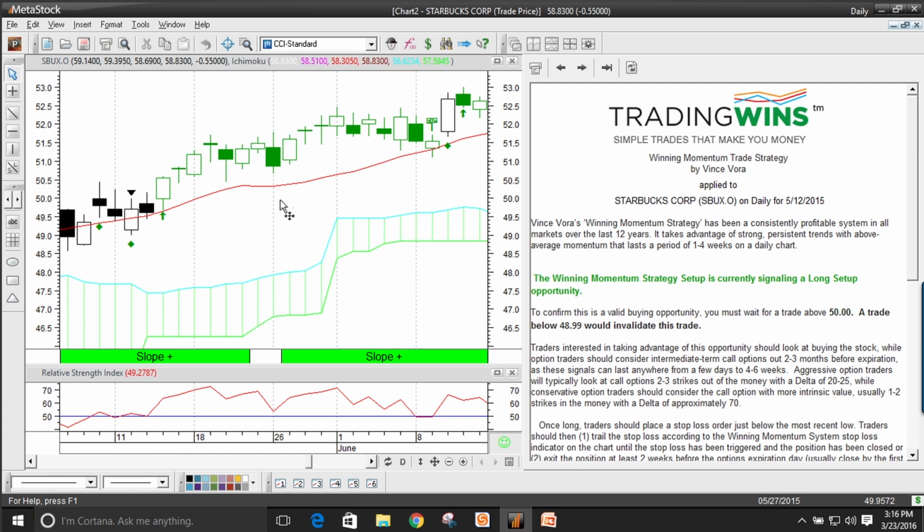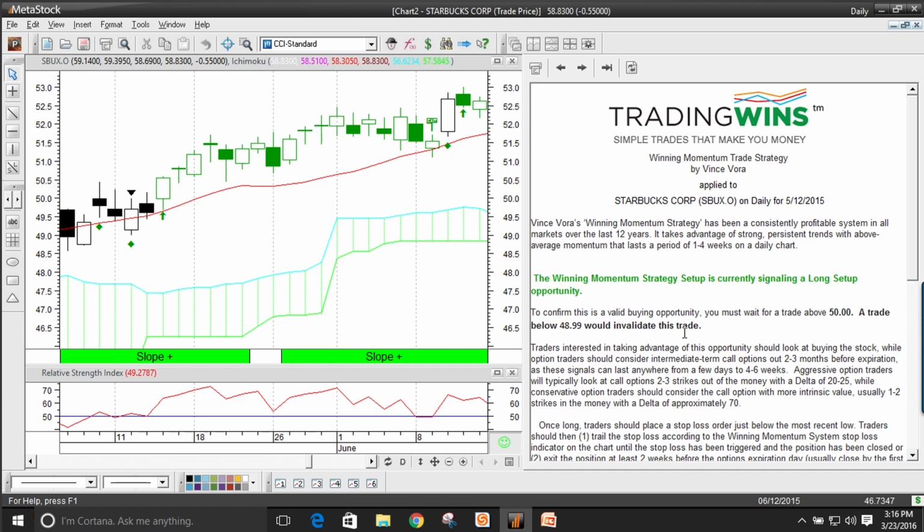So if we're looking at this particular bar on this particular day, it's going to say the winning momentum strategy setup is currently signaling a long setup opportunity. To confirm this is a valid buying opportunity, you must wait for a trade above $50. It's telling you where you're going to enter that trade. A trade below $48.99 would invalidate this trade.